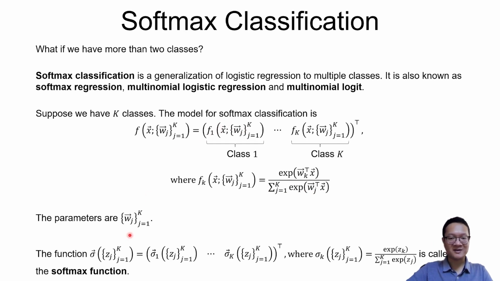The parameters are going to be the vectors wj, where j goes from 1 to capital K. This function is also called the sigma function or the softmax function, except that we plug in a vector z instead of a scalar. And basically when we plug in a vector z, every component will just be the exponential of zk over the sum of the exponentials of the z's. So this is a softmax function.